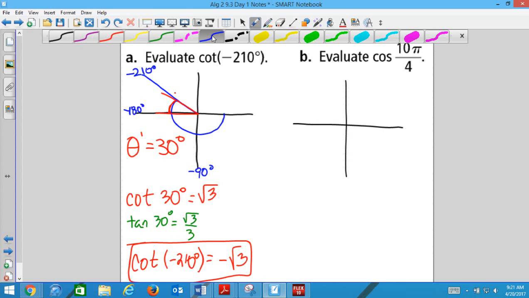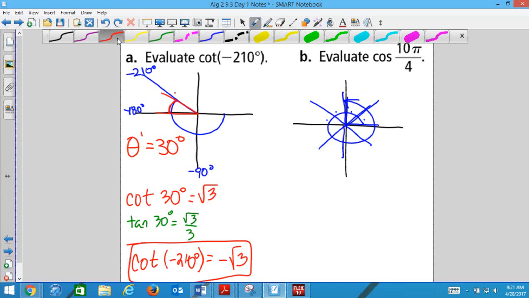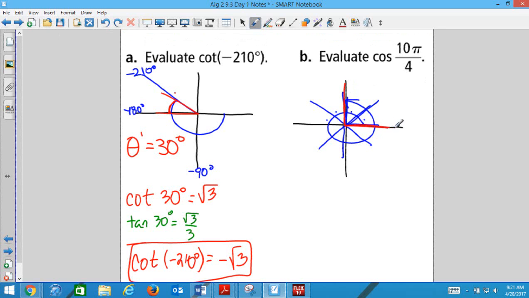Cosine 10 pi over 4. So we're thinking pi over 4. Those are the 45. So we've got pi over 4. We've got 1 pi over 4, 2, 3, 4, 5, 6, 7, 8, 9, 10. Okay, so this one does not end up outside the quadrant. This one is what kind of angle? I already said it.